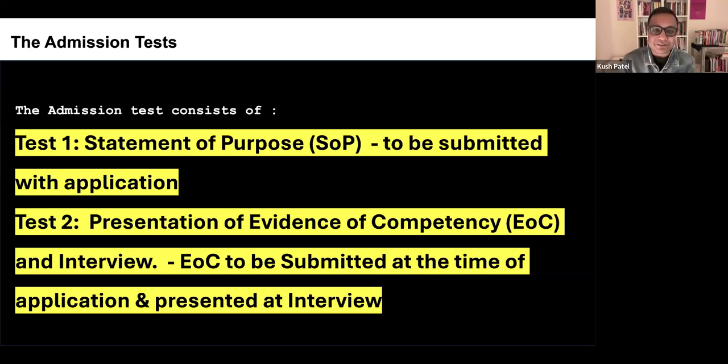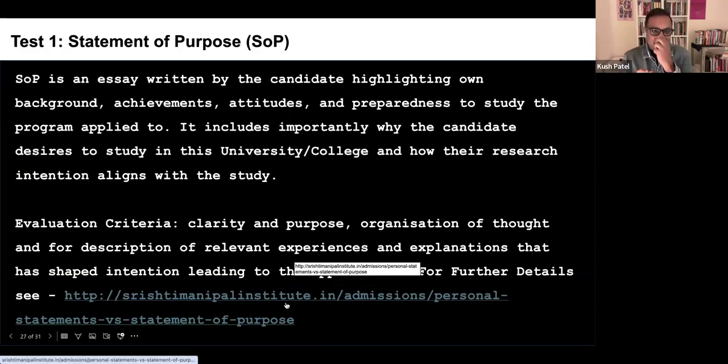Now, how are the two different? Great. So the statement of purpose is a much broader statement that all postgraduate students, irrespective of your focus area, are expected to write. It's an essay where we want to know what motivates you to pursue graduate studies, what motivates you to pursue graduate studies in a School of Art and Design, but more specifically at Srishti Manipal Institute, and the kinds of backgrounds, traditional, non-traditional, art and design, non-art and design, that you come with in order to make home for yourself at Srishti, but also in the programs of your choice.